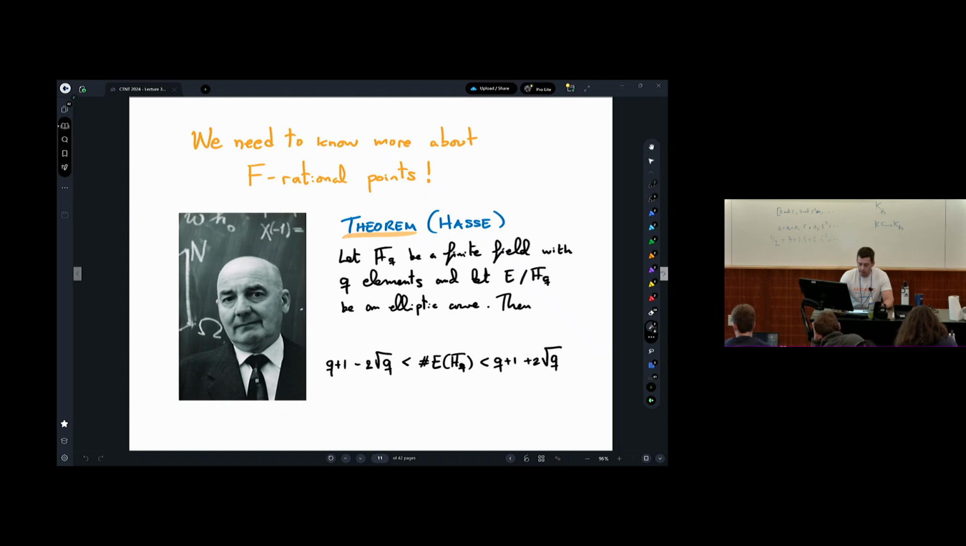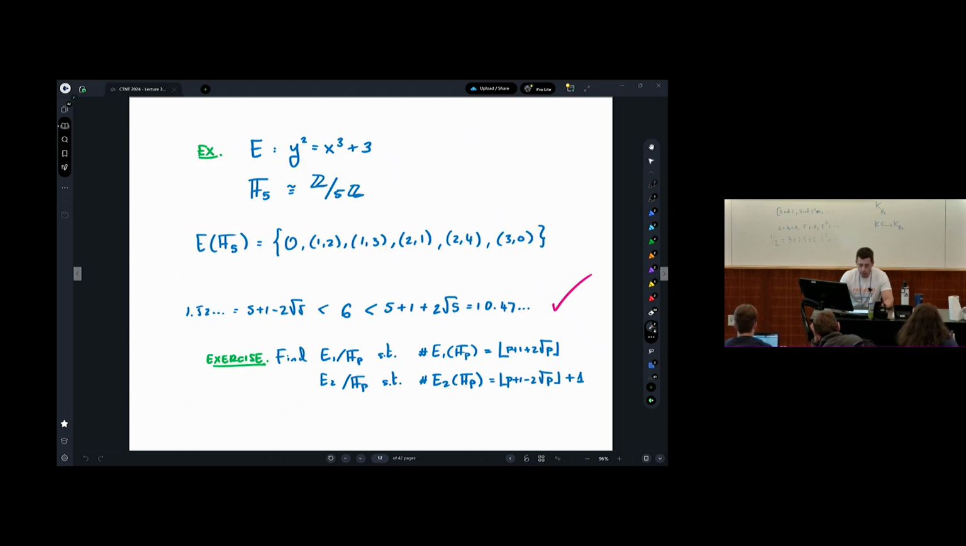And as an exercise, well, let me show you one such example. Here's an elliptic curve over a finite field with 5 elements. These are all the points on that elliptic curve over that finite field. It satisfies Hasse's bound. 6 points is between 6 plus the error, which is about 10, and 6 minus the error, which is about 1.52. It's sort of smack in the middle of the bound.